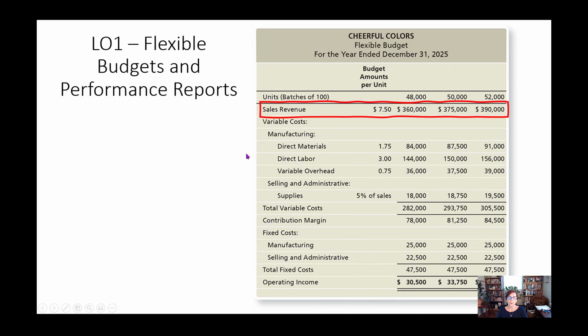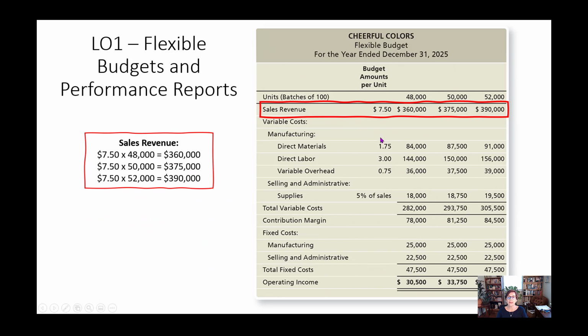So where do these sales revenue numbers come from? Well, you take the per unit amount and you multiply it by the number of units, and that works for all of these also, by the way. So we have 750 times the 48,000 gives you 360,000. 750 times 50,000 gives us the 375, and 750 times the 52,000 gives us the $390,000. So the same with all of these, you multiply each of these by the different numbers of units and you're going to get the budgeted amounts.